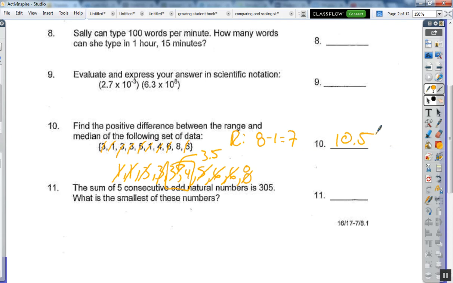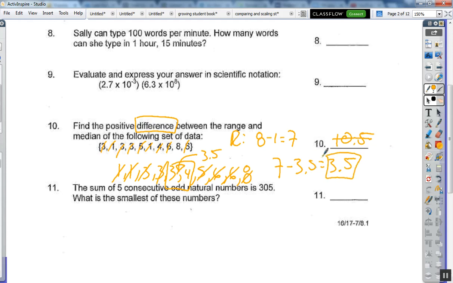Oh man. Did you see what I just did? I didn't read the question. We want the positive difference. So is the answer 10.5? No. Because difference means subtraction. So if I have 7 minus 3.5, I will get an answer of 3.5.